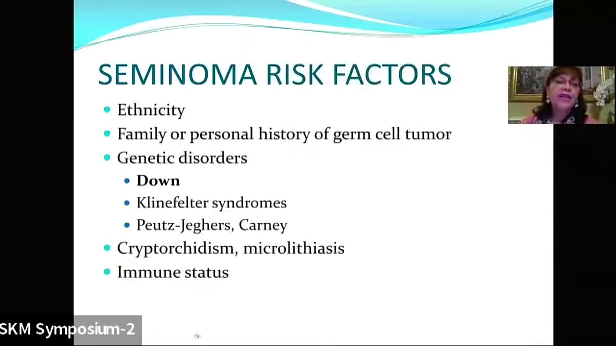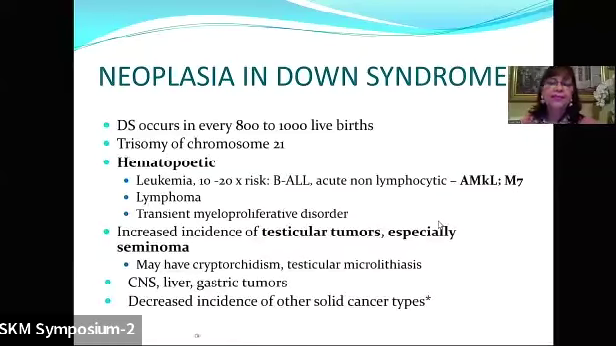And what are the risk factors? Ethnicity is more common in the white population. Also, if there's a family or personal history, and also in genetic disorders, Down syndrome, and our patient had Down syndrome. And also if the patient has cryptorchidism or microlithiasis, and also in patients with altered immune status.